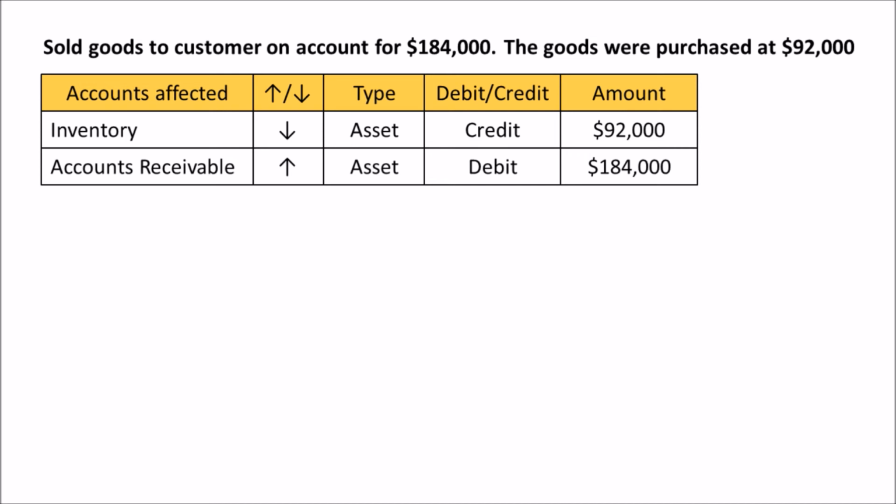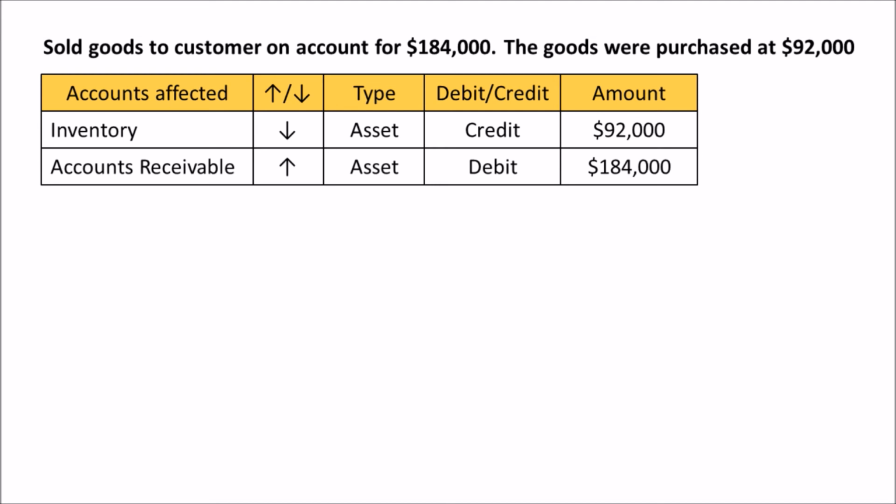The goods are sold at $184,000. So the accounts receivable will increase by $184,000 as it represents the amount of money the business can collect from the customer. Now we have a problem here. We have a debit entry and a credit entry, but the amounts are different. Did we make a mistake somewhere? Actually, no. More accounts are affected by this transaction.